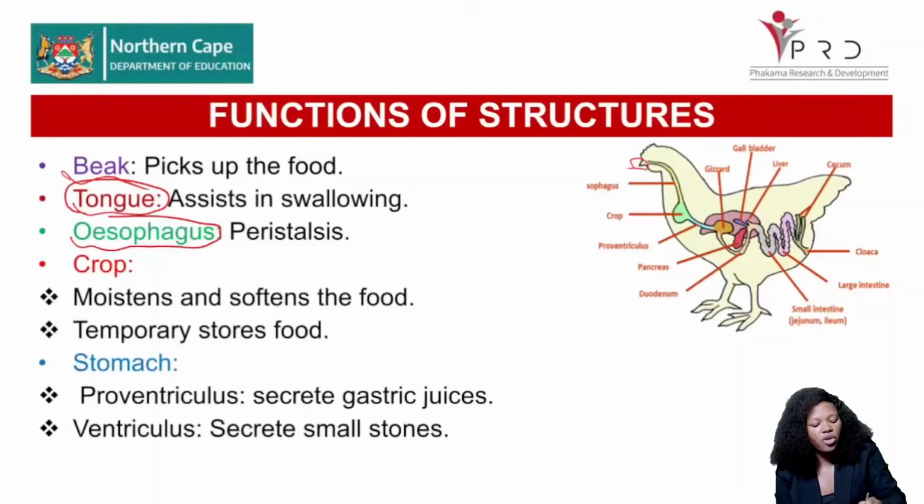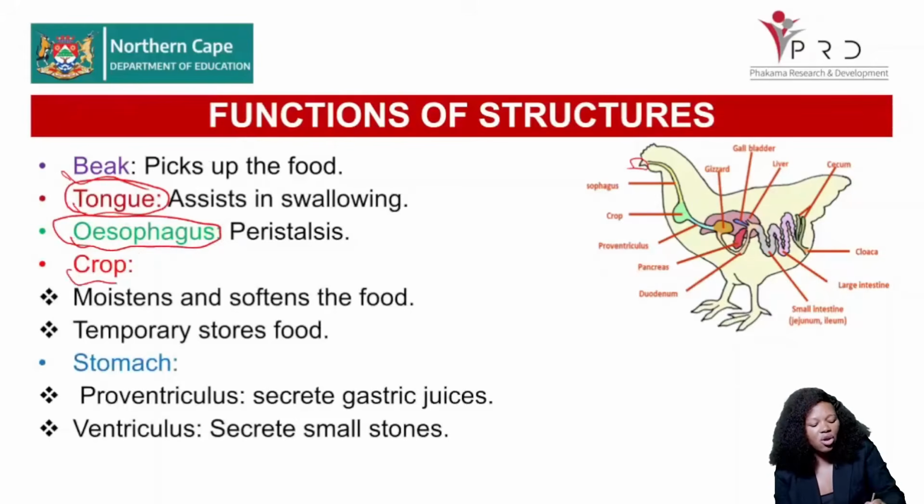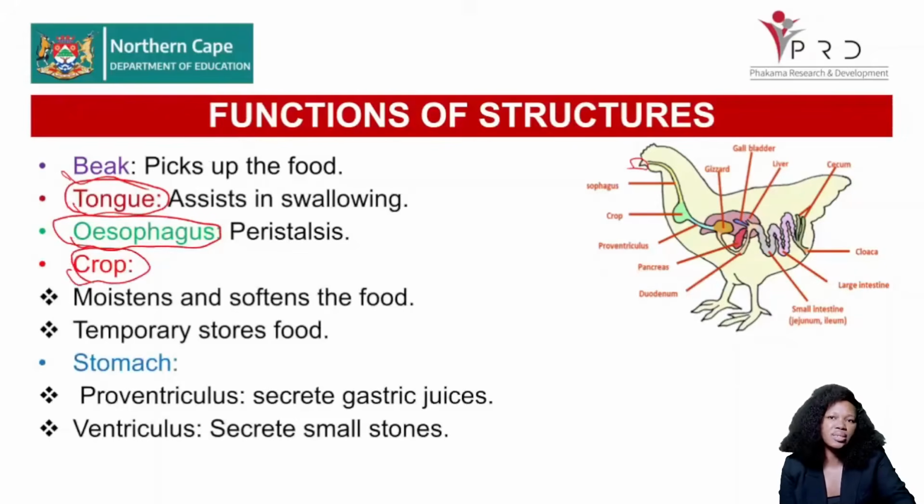And then the esophagus, responsible for peristalsis. It moves the food particles from the esophagus to the crop. And then the crop moistens and softens the food. It also temporarily stores the food particles.